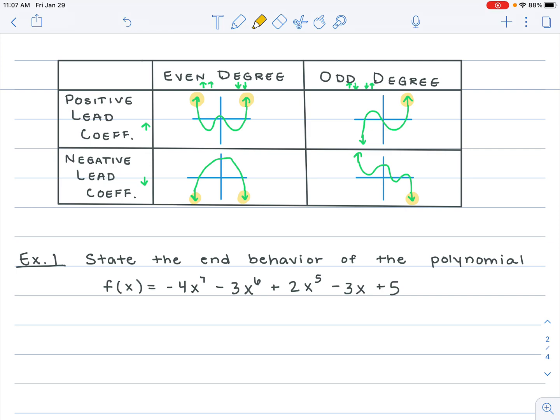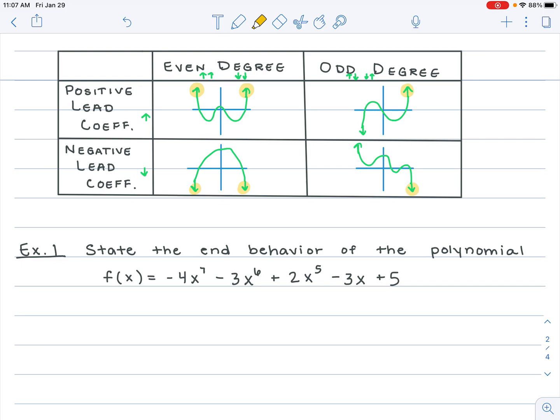So here's how we use this. We're going to start looking at end behavior without ever even graphing a polynomial, and we're going to know kind of what it looks like. So this first example says, state the end behavior of the polynomial, and it gives us f of x equals negative 4x to the 7th minus 3x to the 6th plus 2x to the 5th minus 3x plus 5. That's a lot, so we can break that down. Based on the degree, we can tell a lot. Remember the degree is the highest exponent, so my degree is 7.